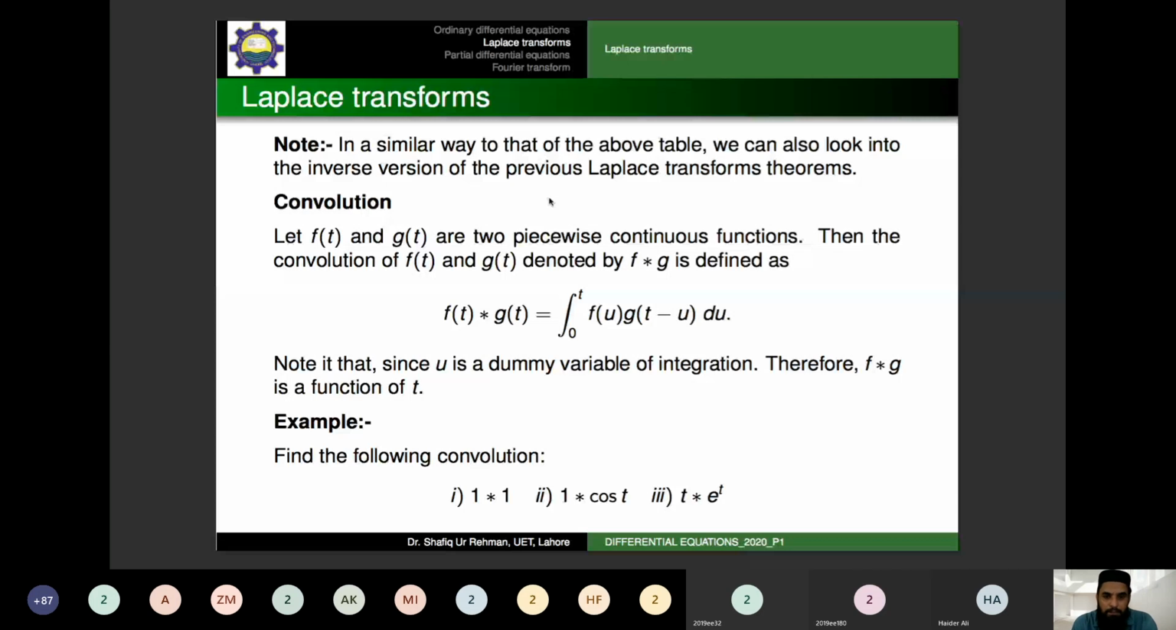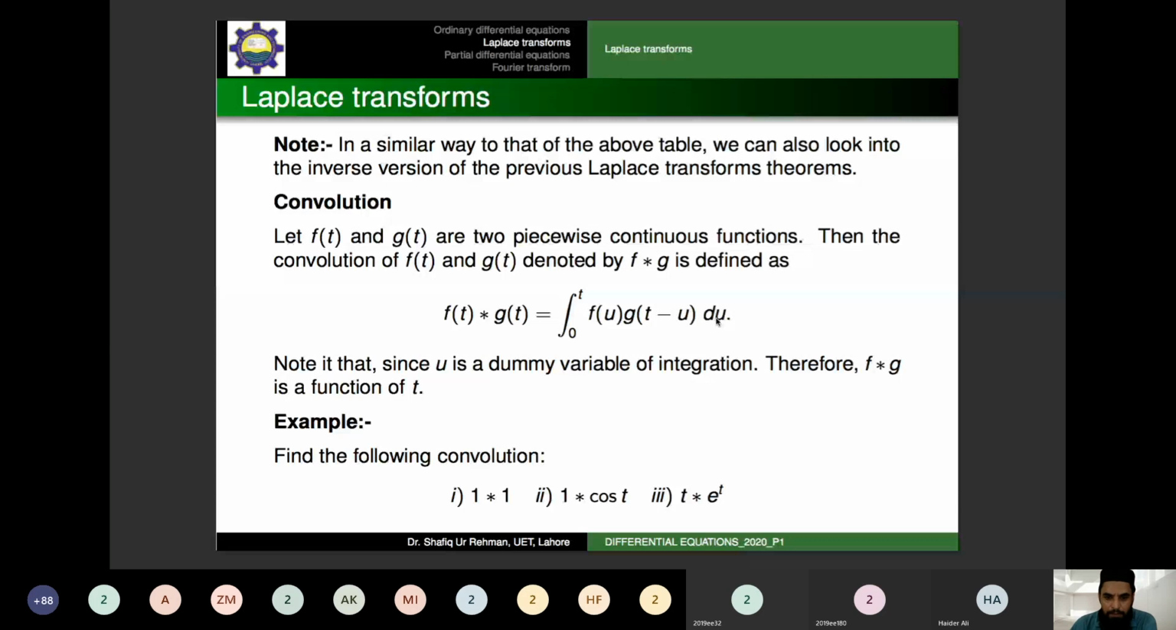Convolution. Sometimes, of course, we have an expression as a combination, as a product of more than one function. If we have f of t and g of t being two piecewise continuous functions, then the convolution of them, the combination of them, is denoted by f asterisk g. This is a special notation, the asterisk for convolution, and it is defined as f asterisk g, since they are functions of t, an integral over the interval from 0 to t of f of u times g of t minus u du. This is the definition.